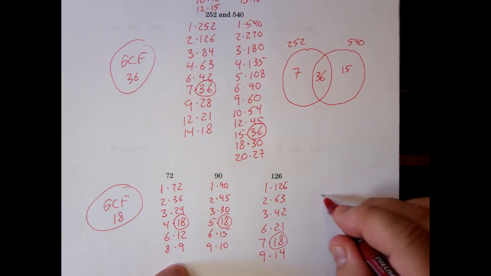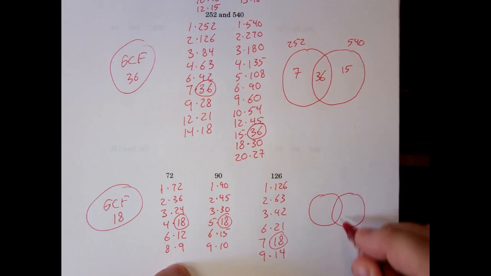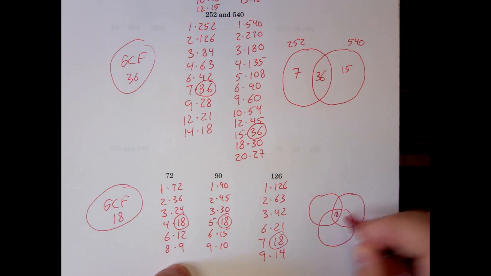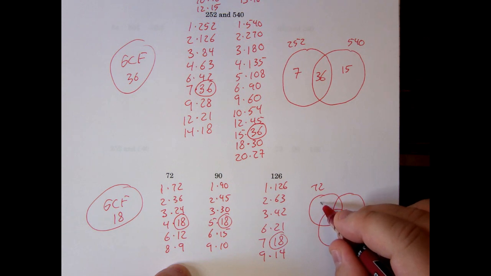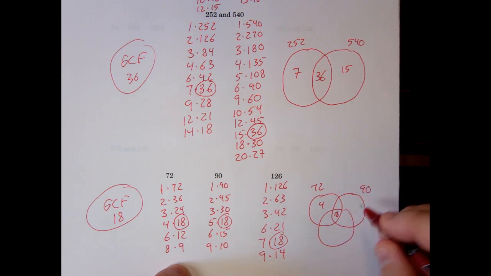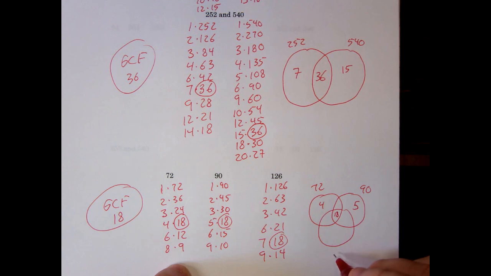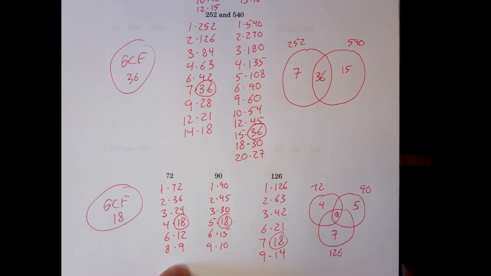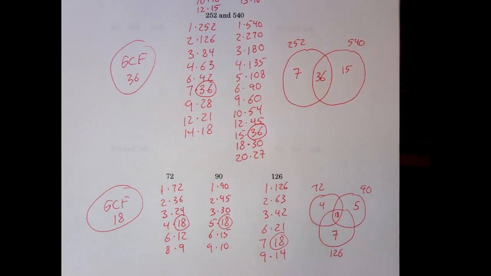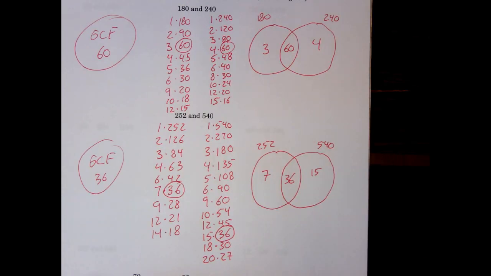And of course, if you did this as a Venn diagram, these aren't so bad. 18 would be the number that they all share. 72 is still missing a 4. 90 is missing a 5. And 126 is missing 7. And none of those have anything in common, so there'd be nothing in those little small areas. Yeah, so that is it. Greatest common factor using factor pairs.